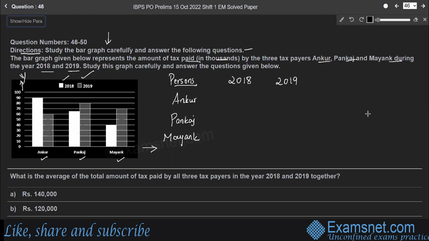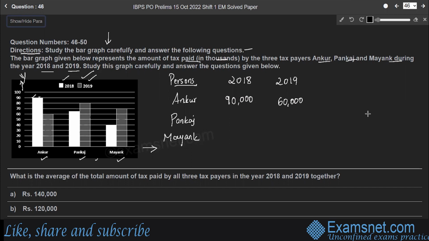And the amount. So here the white shade represents the tax paid in 2018. Right? Here it is 90,000. So Ankur paid 90,000 rupees in 2018. Right? Whereas in 2019, with the gray shade, it is 60,000 rupees.